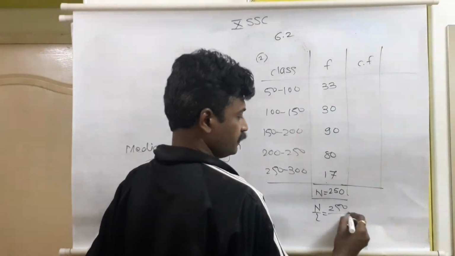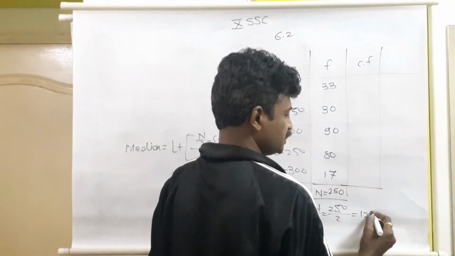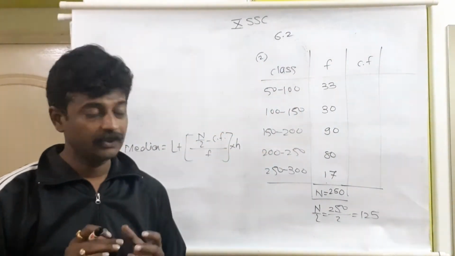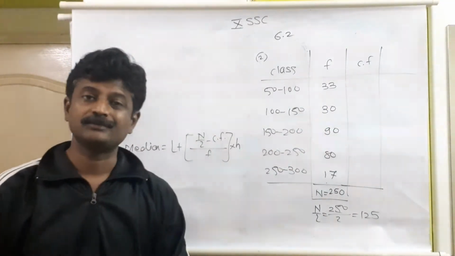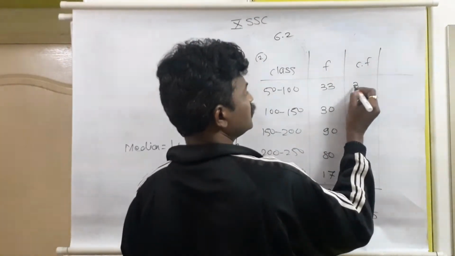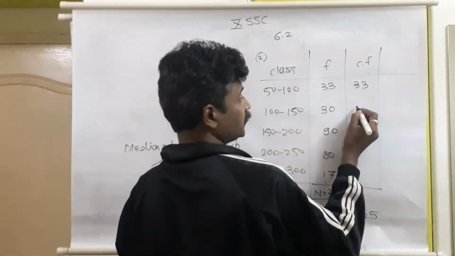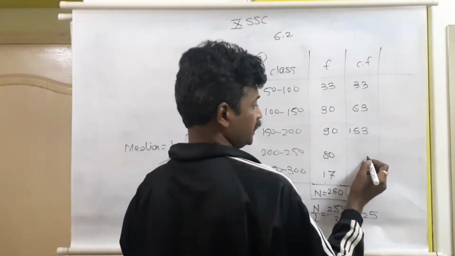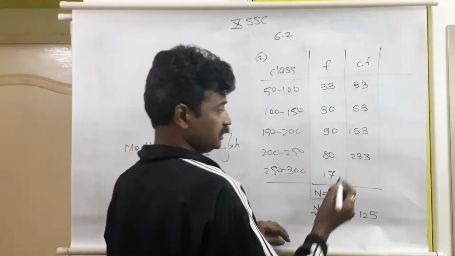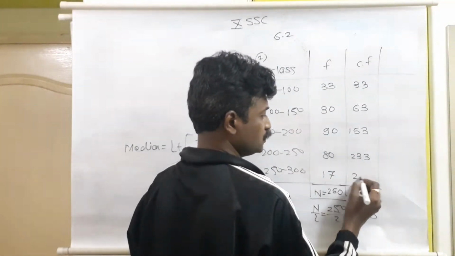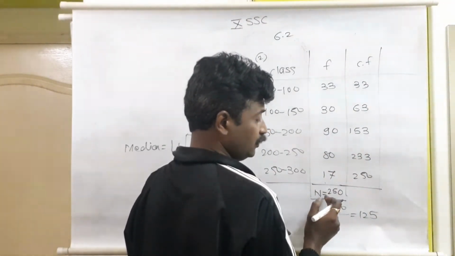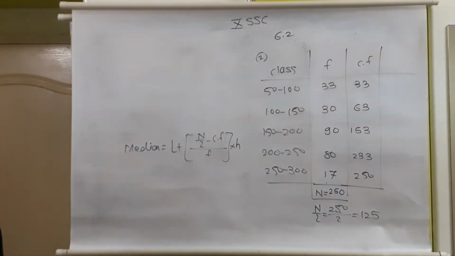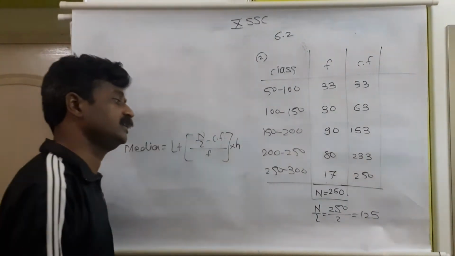N by 2 will be 250 upon 2, that is 125, which will help us to find out median class. Before that, cumulative frequency of less than type should be found. First frequency as it is 33. 33 plus 30, it gives 63. 63 plus 90, 153. 153 plus 80, it gives 233. 233 plus 17, it gives 250. Cross checking, the value of n and the last CF should be same, matching. So calculation is correct.